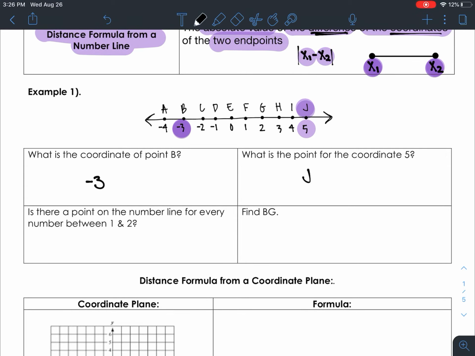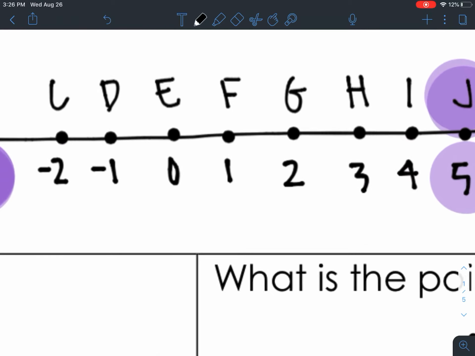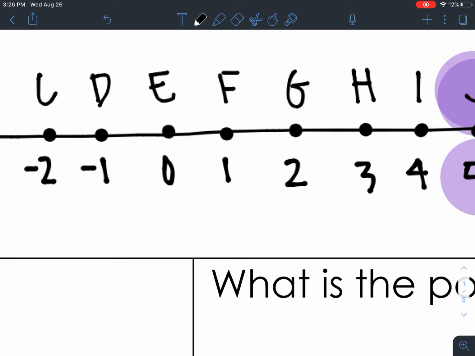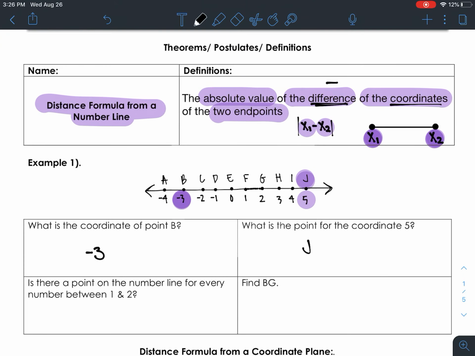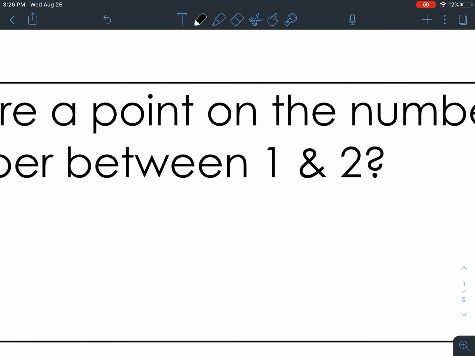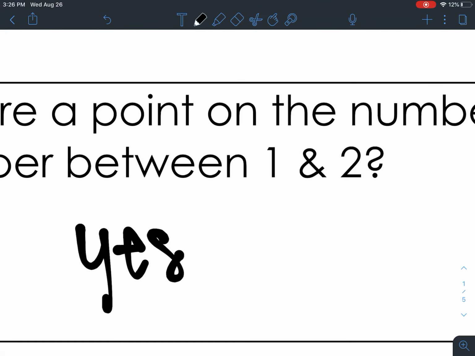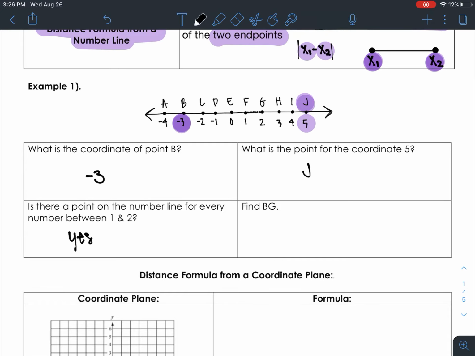Now, for the next one, it says, is there a point on the number line for every number between 1 and 2? This is kind of a tricky question, because if you look at 1 and 2, there aren't any visible points in between there, right? But if you go back to section 1.1, remember that there is an infinite number of points in between any 2 points. So the answer to that is yes. They're just not shown. There's an infinite number of points in between any 2 points, okay?